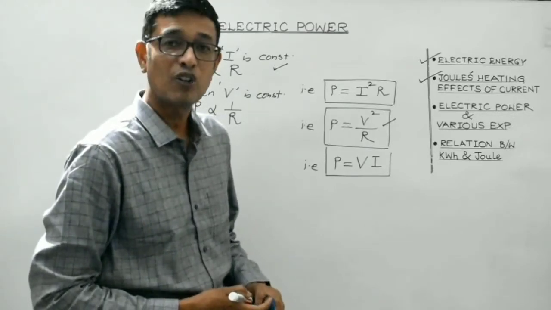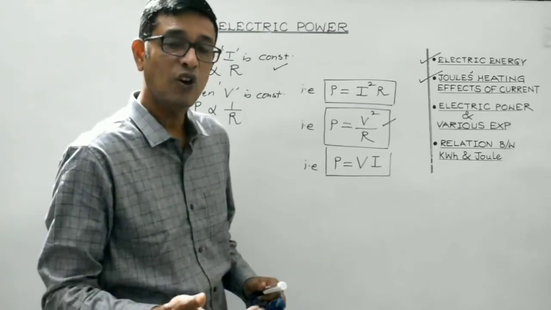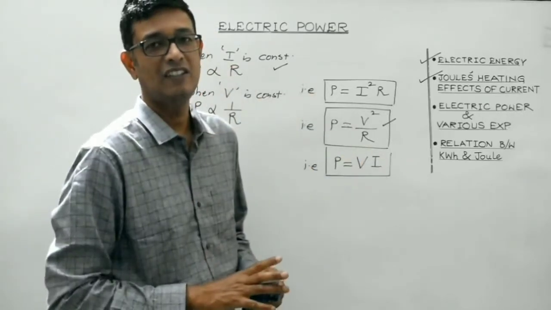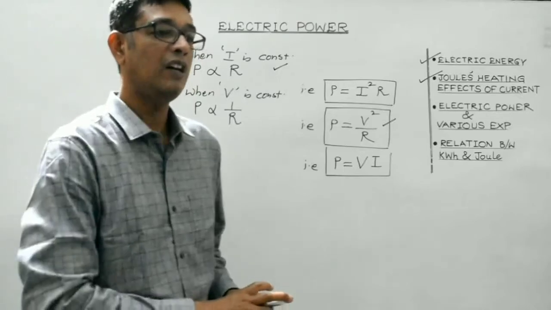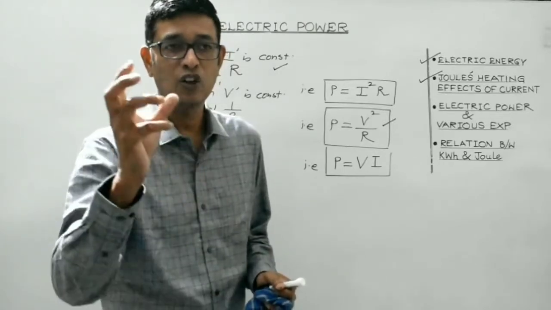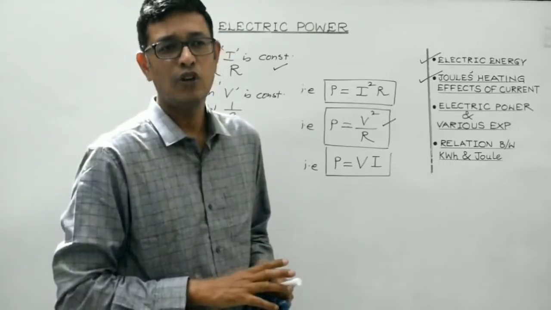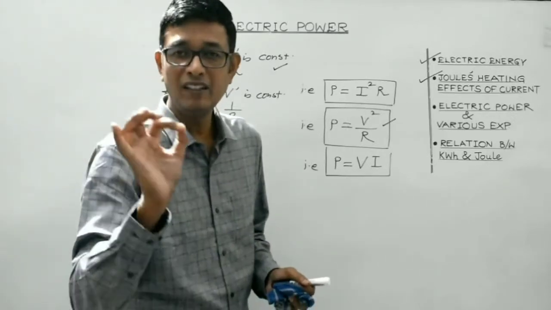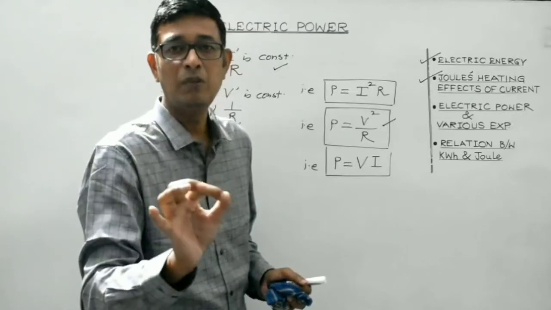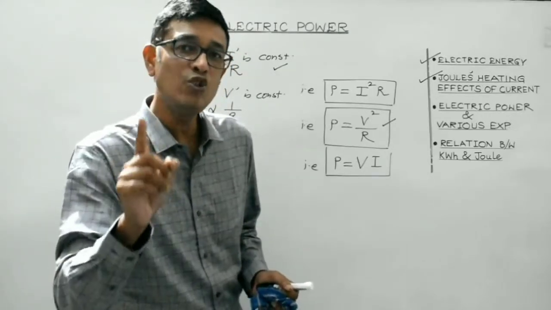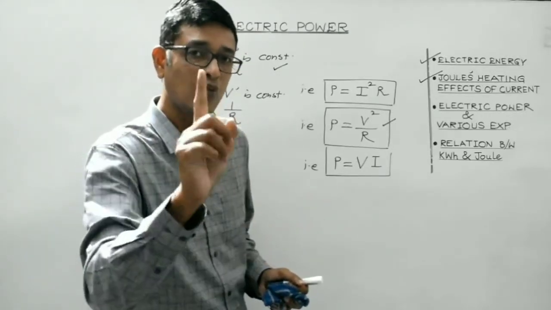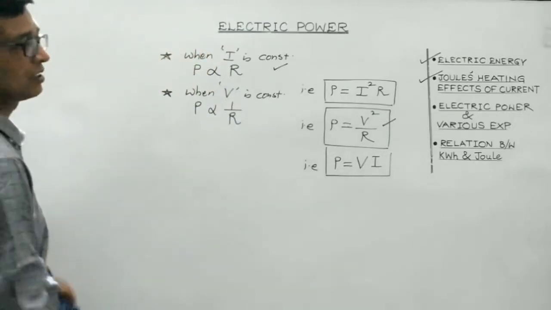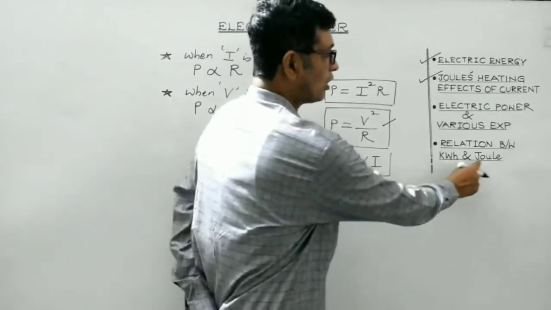So, electric power of a device is the rate of consumption of electrical energy by that particular device. So, if I say I have purchased an LED or I have got an LED bulb of say 10 watt, what does it mean? It simply means that the LED bulb is consuming 10 joule of electrical energy in 1 second. Clear, students? So now let's find out the relationship between kilowatt hour and joule.